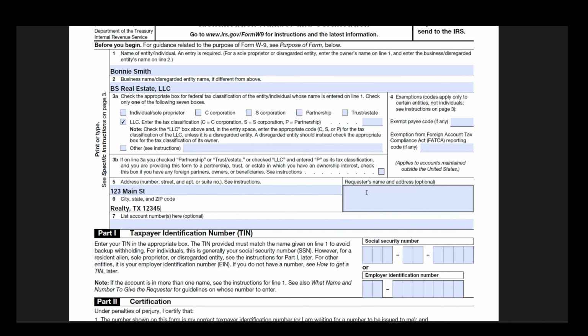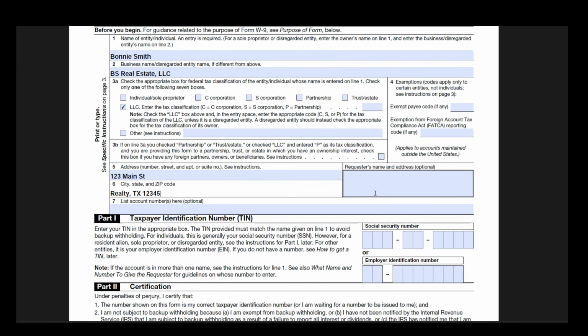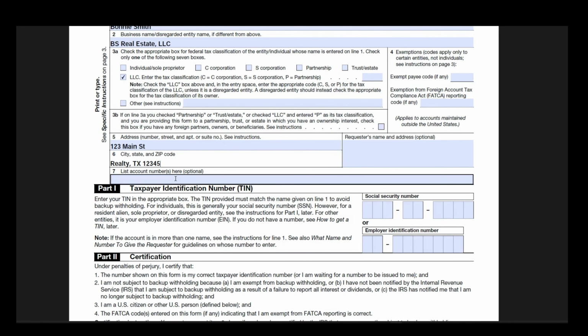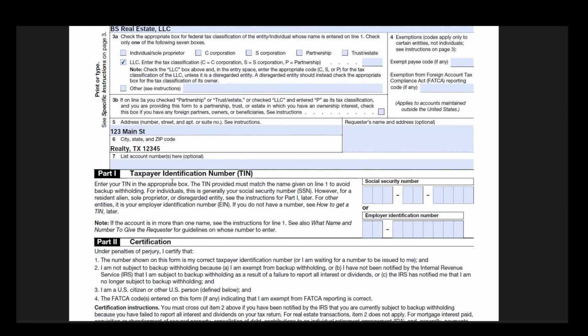And so the requester's name and address, this is optional. When you receive a W-9 from a requester, they may include their name and address. It would be in this box here. Or if when you are completing the form you want this form to go specifically to the requester and no one else, you can include the requester's name and address there. It is completely optional, so it's not necessary in order to complete the form. Again, account numbers is optional. This is if you have an account number with the requester, you can include that information here and provide it when you provide this form to them.